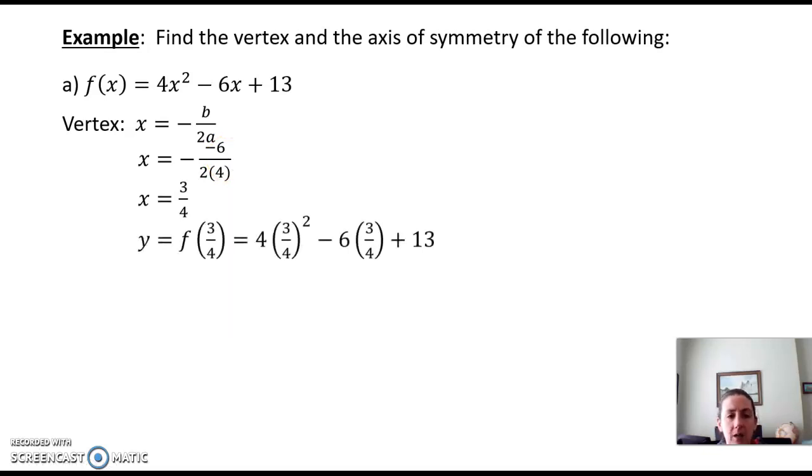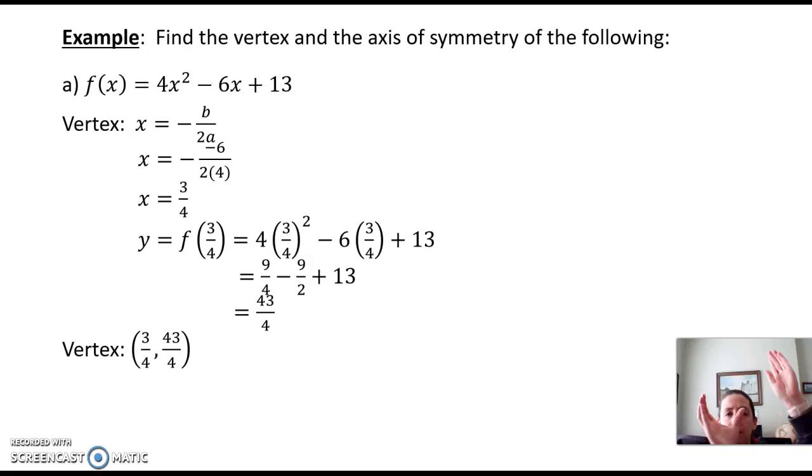Now the y value we can find by plugging 3/4 back into this original function. So 4 times 3/4 squared minus 6 times 3/4 plus 13 to get 43/4. So this ordered pair right here at the bottom of the parabola, the very minimum value, is the ordered pair 3/4, 43/4.